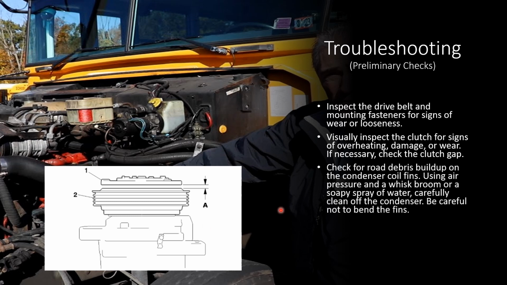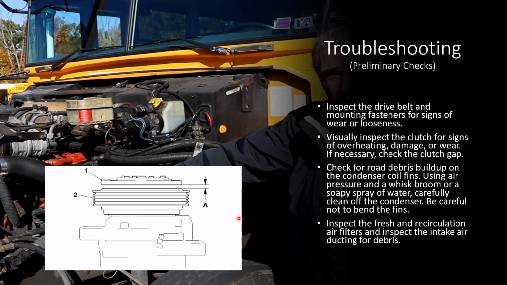The very next thing I'm going to do is check for road debris buildup on the condenser coil fins. If the condenser is being blocked and you don't have good airflow going through your condenser, then the state change will not happen properly. Remember, at the condenser, that's when the refrigerant goes from a vapor to a liquid, and it's very important that it cools off there at the condenser. And if it's not able to cool off, then you're going to have a refrigerant system that's not working to its full capacity. So making sure that you clean it off, you could spray it with water. Just be careful to not bend the coils on the condenser or the fins on the condenser.